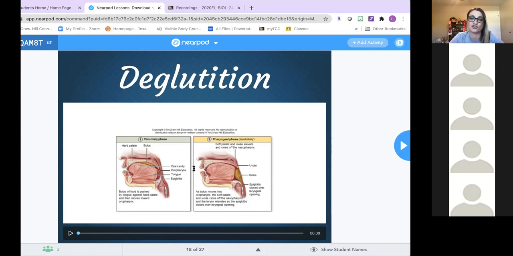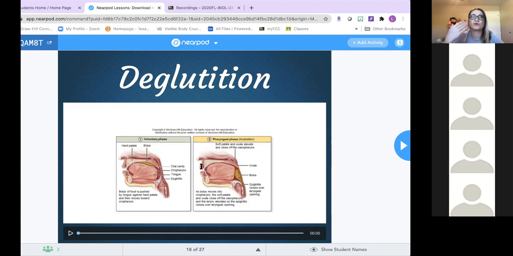So you have the esophageal phase. That's the third phase. So you have the first phase, the voluntary phase, and this is food entering the oropharynx. Then you have the pharyngeal phase. This is involuntary, and it pushes the food or the bolus towards the esophagus. And then you have the esophageal phase, which is also involuntary, and that pushes the food along the esophagus towards the stomach. It takes about 5 to 8 seconds for the bolus to pass into the stomach.